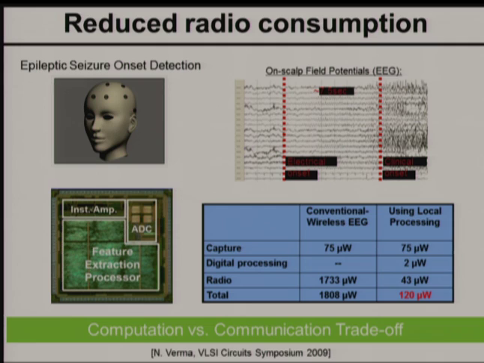But if you're able to spend some amount of energy to locally process the data, figure out from the characteristics of the signal what is really important to transmit, then by spending a little amount of power, you reduce the power consumption of the radio significantly, and now the overall power of the system is around 120 microwatts. This is a paradigm known as the computation-communication trade-off.